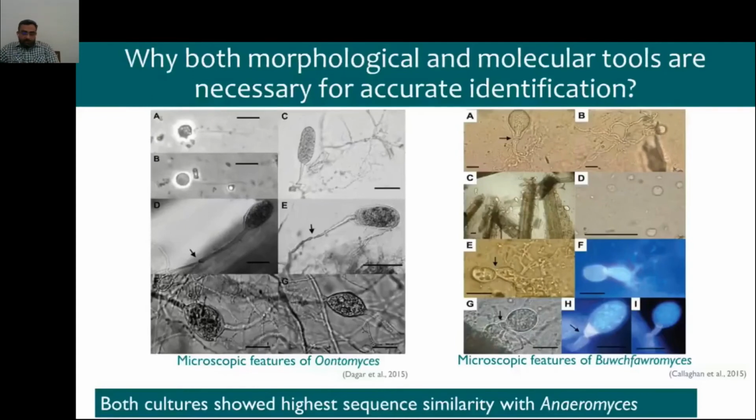So now moving on, why do we need both morphological and molecular tools even today? I'll just discuss these two cases. First is Oontomyces, which was isolated from a camel, and the other one is Buchallomyces. So in Oontomyces, if we see the microscopic features, it produces uniflagellate zoospores and it's a monocentric thallus. And even if you see, these are the constrictions at the end of the sporangiophore and at the beginning of the rhizomycelium, which is all similar to Piromyces.